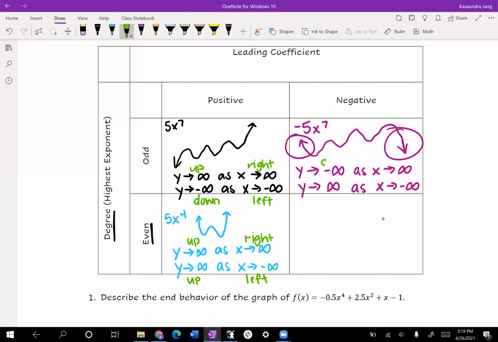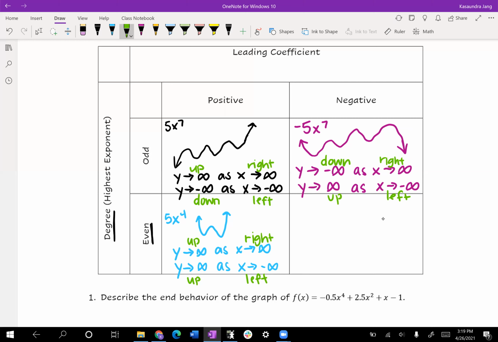Okay, so yeah, y values go up and down. This is going down on the right and up to positive infinity on the left. Okay, so that all depends on your degree and leading coefficient.